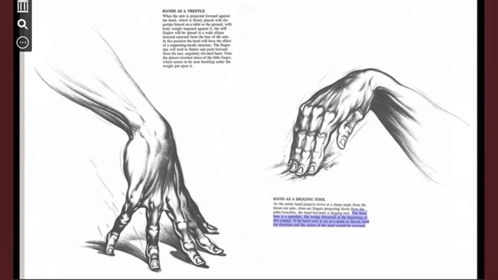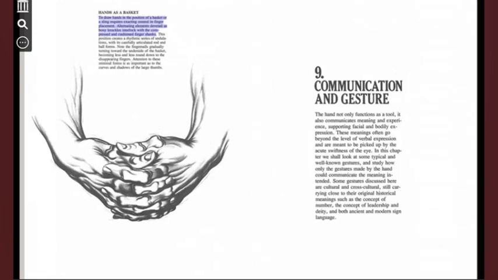To draw hands in the position of a basket or a sling requires exacting control and finger placement. Alternating elements dovetail as bony knuckles interlock with the compressed and cushioned finger shanks. This position creates a rhythmic series of undulations, with its carefully articulated rod and ball forms. Note the fingernails gradually turning toward the underside of the basket, becoming less and less round down to the disappearing fingers. Attention to these minimal forms is as important as to the curves and shadows of the large thumbs.